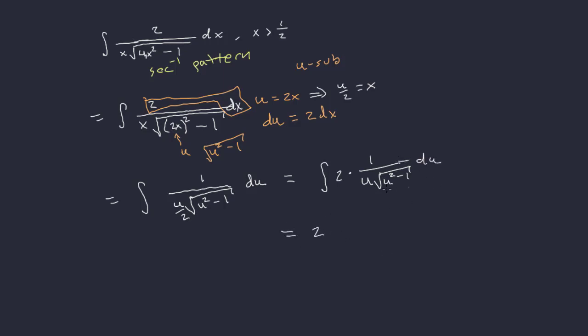And now we can just integrate. This is just a secant inverse now, and there's no a, so it's even better. It's 2 secant inverse of u plus c. And then we just need to make sure we put our x's back in. Our u was, where was it? Here it is, 2x. So it'd be 2 secant inverse of 2x plus c.